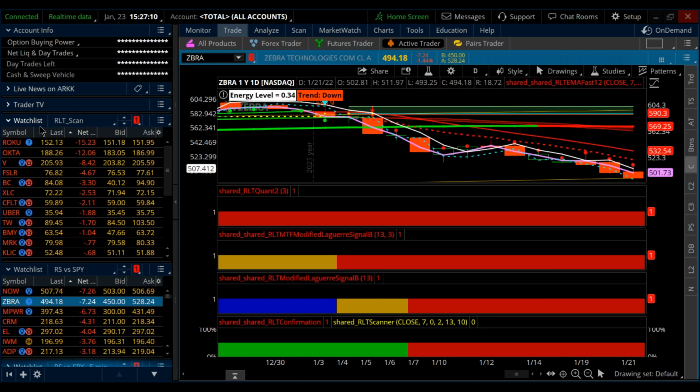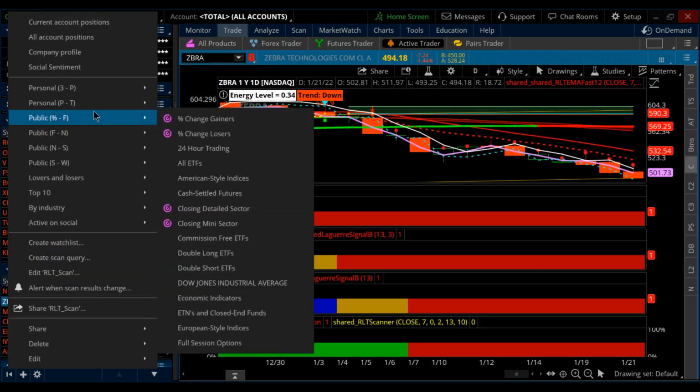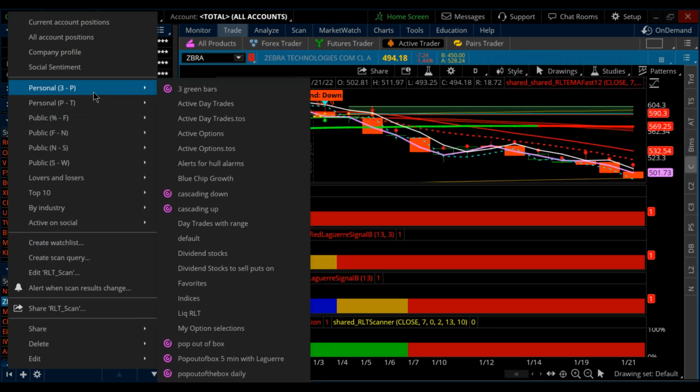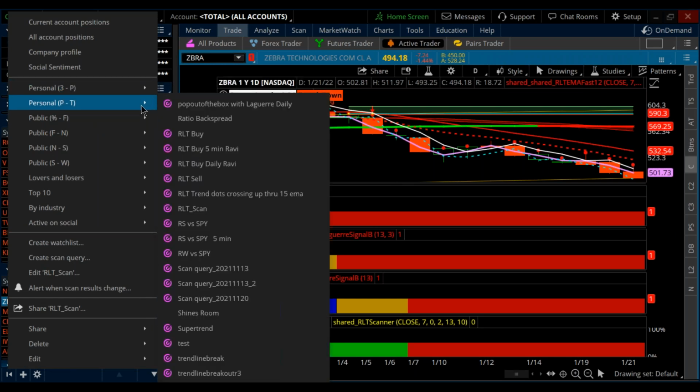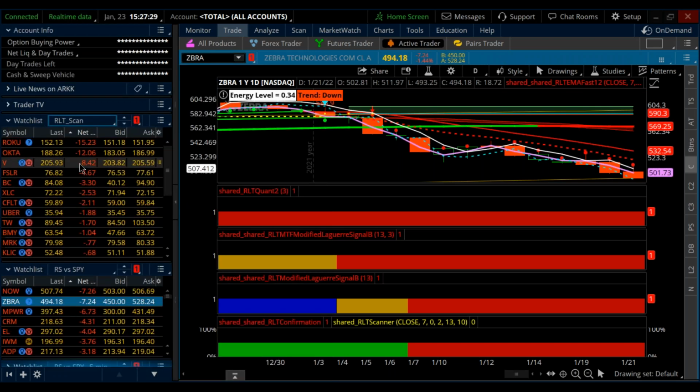Now, on the left-hand side, these are watch lists, and these watch lists can be scanned. And again, over here, we've got the RLT scan. So if I went in here and did personal, and I would go to right here, the RLT scan there. This is going to run the RLT scan, and it's going to produce the results on this left-hand column, the left-hand panel of the chart.